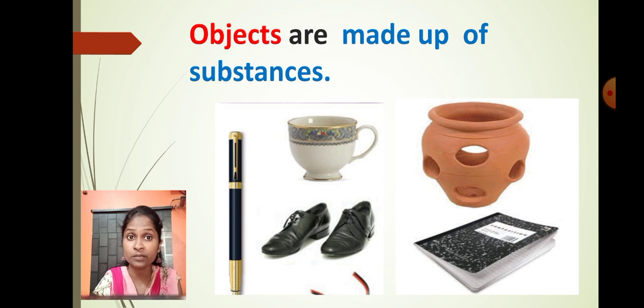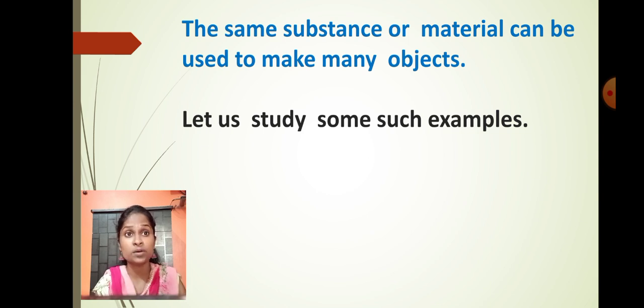If you observe them very carefully, all these objects have a definite structure and a definite shape as well. Understood? So all objects are made up of substances and the substances are made up of small tiny particles. I hope, students, you have understood the difference between substances and objects. Here the same substance or material can be used to make many types of objects. So let's study such examples one by one in detail.